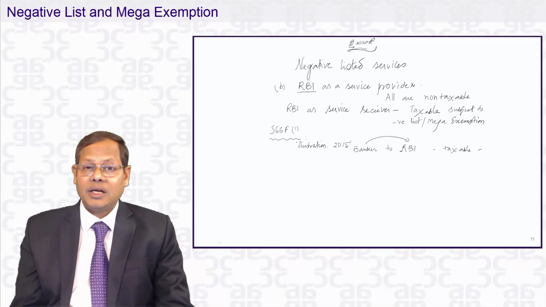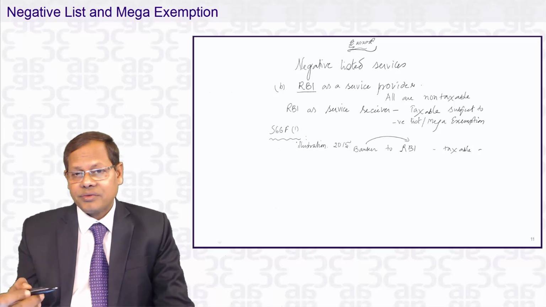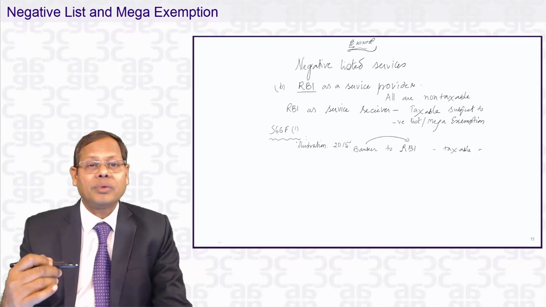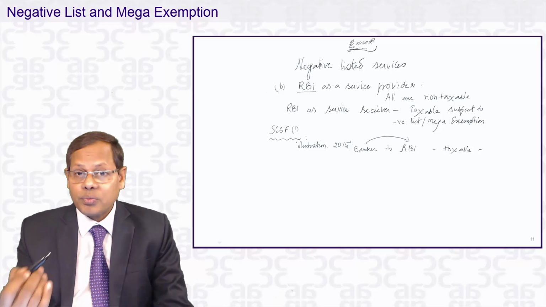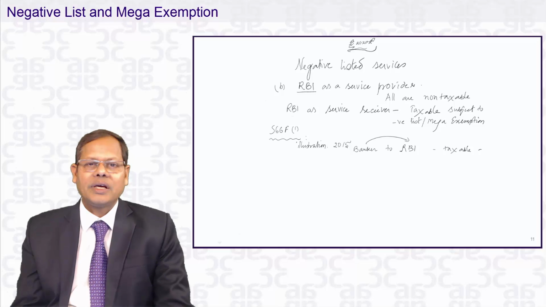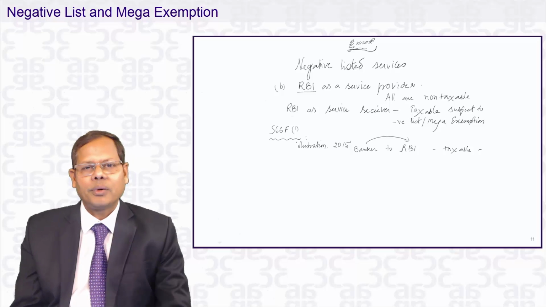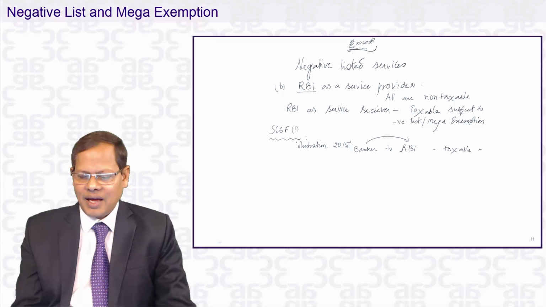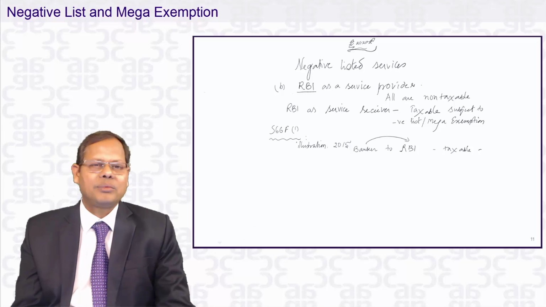So RBI services are in the negative list, but where RBI is a service provider. Here RBI is a service provider. You are getting my point? But as a service receiver, RBI is liable to pay.